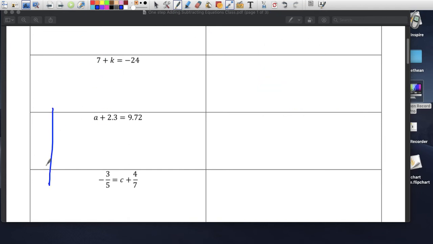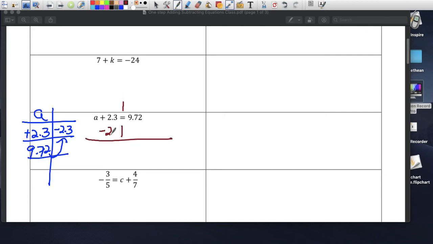Next one. Again, here's my variable called a. We're adding 2.3, and that's going to equal 9.72. Going backwards, I'm going to do minus 2.3 on both sides, and hopefully that'll give us an answer. So here's my equation, the left and the right side. I'm going to subtract 2.3 from this side and subtract 2.3 from that side. Positive 2.3 and negative 2.3 is just 0, so a comes down. If I subtract 9.72 minus 2.3, I'm going to get 7.42. So 7.42 is our value for the letter a.